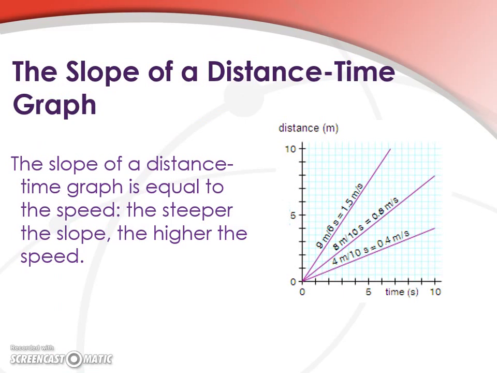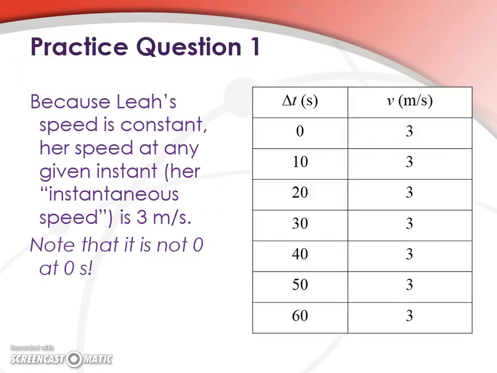Okay, so the slope of a distance-time graph is the speed. The steeper the slope, the higher the speed. The shallower the slope, the slower the speed. No great shock. Okay, Leah's speed's constant, right? So she's running at 3 meters per second.